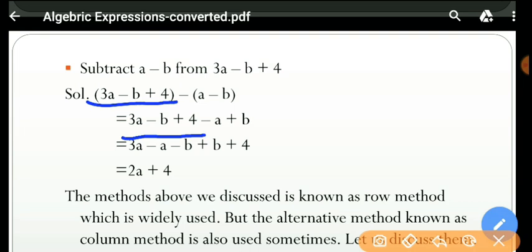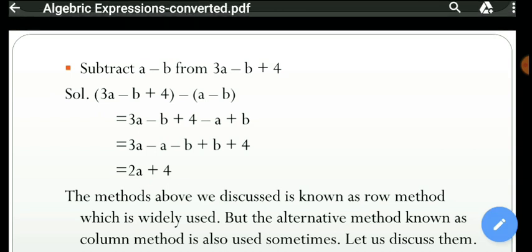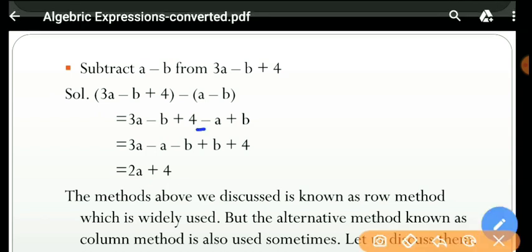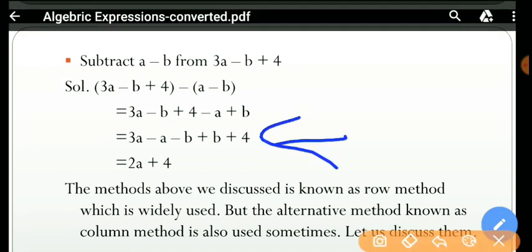But in here, minus, and before this a, what sign is there? Plus. So minus and plus, it has become minus a. Minus and minus, it has become plus. So minus multiplied by minus becomes plus, so it is plus b. So now arrange them. So 3a minus a becomes 2a, minus b plus b.